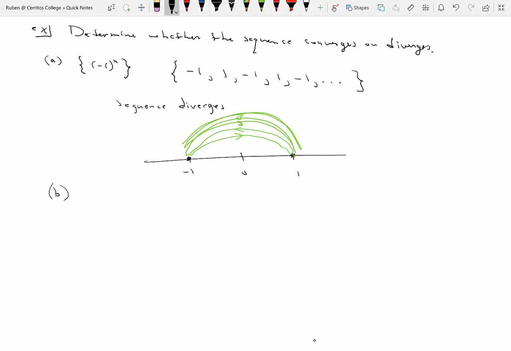Let's take a look at the sequence (-1)^(n-1) times 1 over 2^(n-1). Okay, so what I've done is I've combined two of the only sequences we've looked at so far.